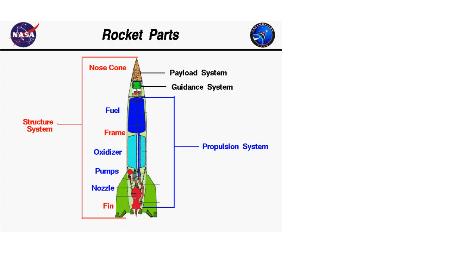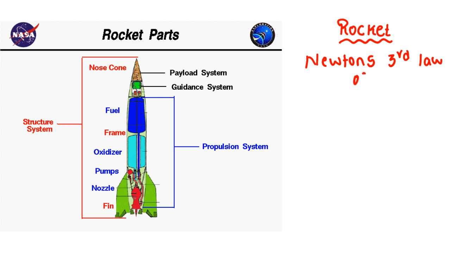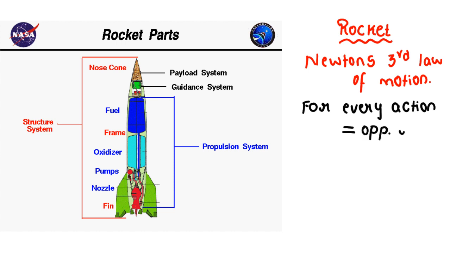Clear? Then basically how a rocket works, and everyone knew this. A rocket works on the principle of Newton's third law of motion, right? Then what is Newton's third law of motion? For every action there is an equal and opposite reaction.